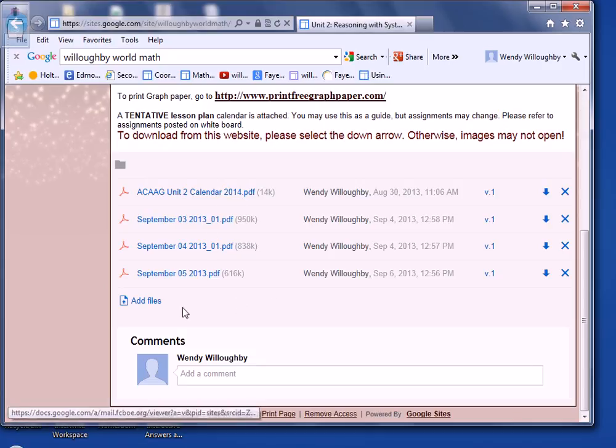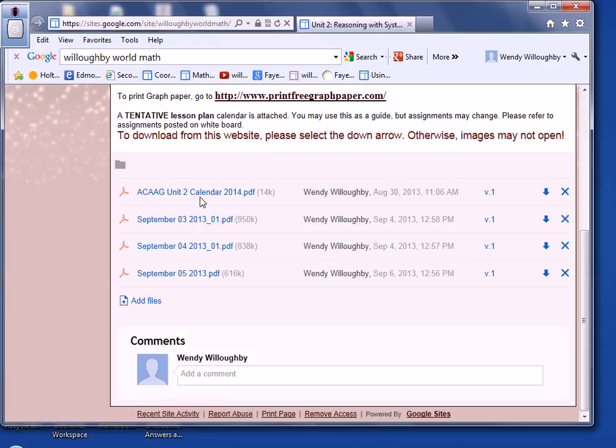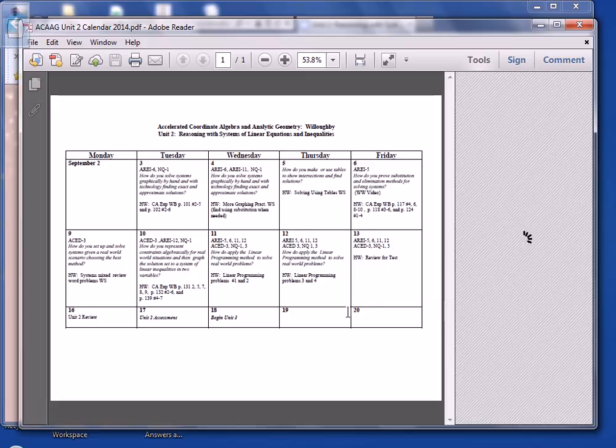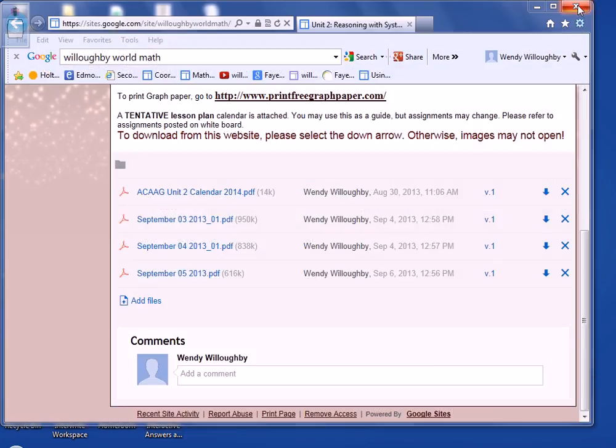Where is the calendar? Right there. I need to print that out actually. You can download that or open it up and take a picture on your phone or whatever. That tells you about your assignments and your tests.